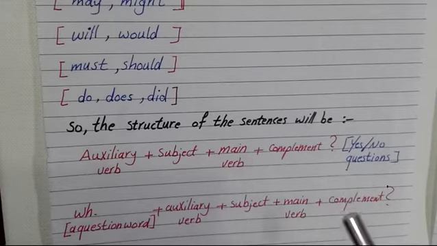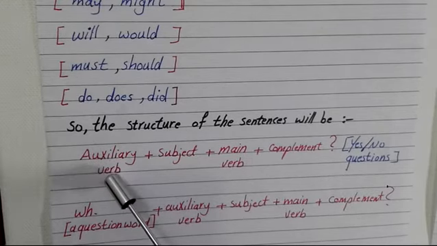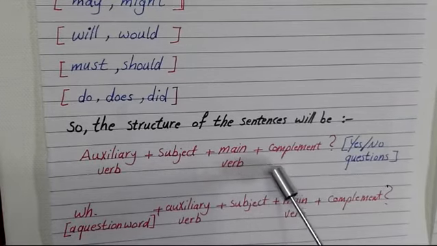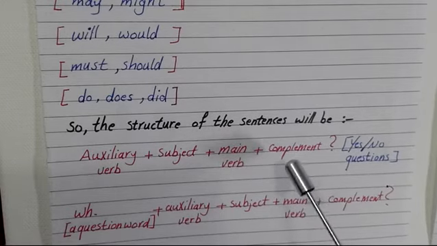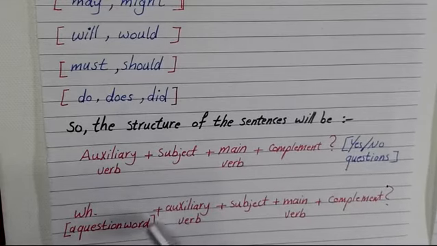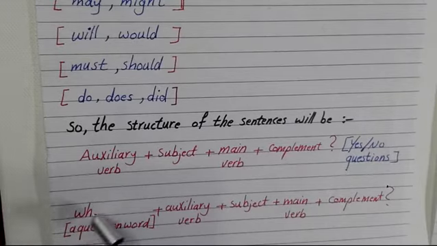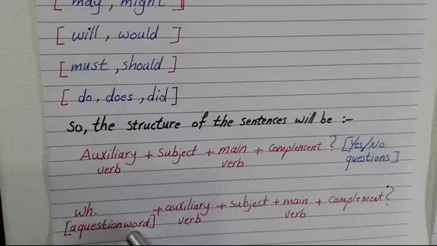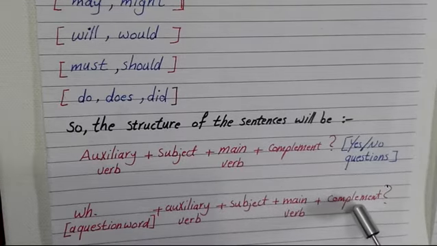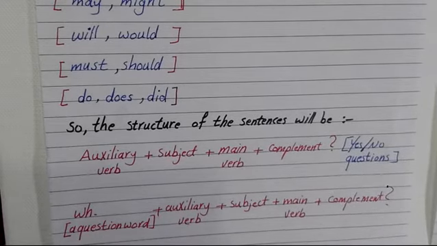So the first type is an auxiliary verb at the beginning, then comes the subject, after that the main verb, and then the complement. Such a question may be answered by yes or no. The second type is a question that begins with a question word، يبدأ بأداة استفهام، then an auxiliary, and then the subject, then comes the main verb, after that the complement. Do not forget that at the end of any question you have to put a question mark.